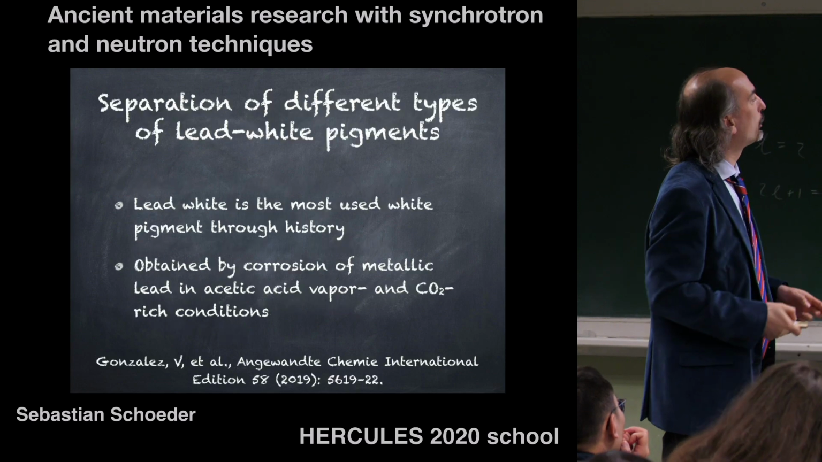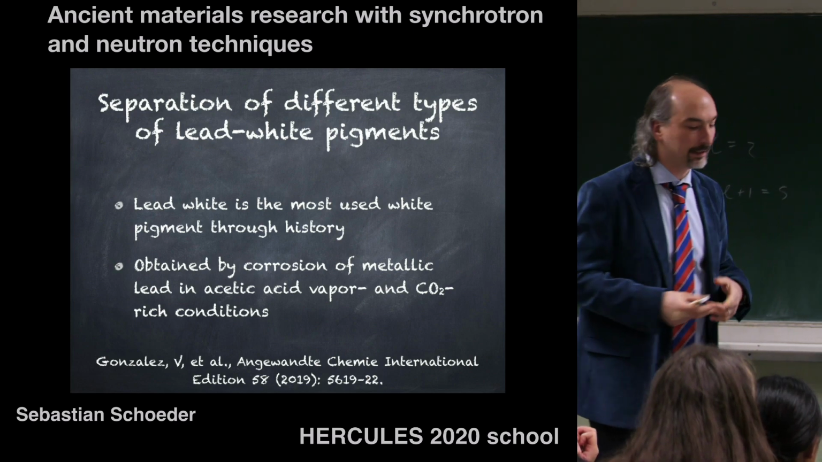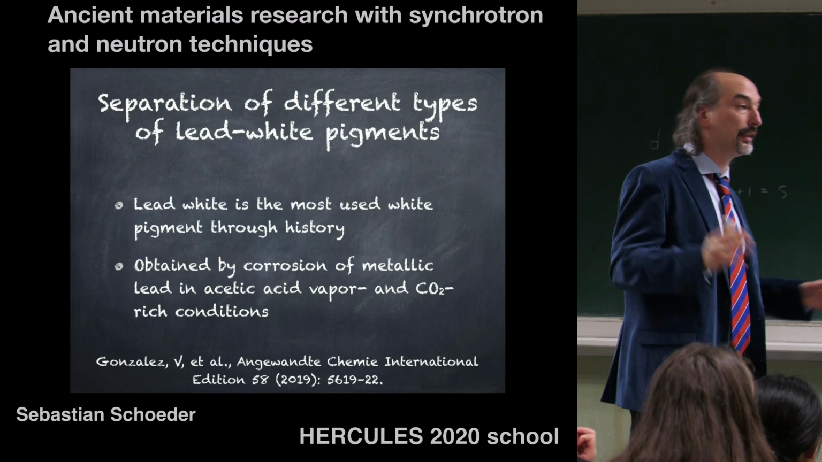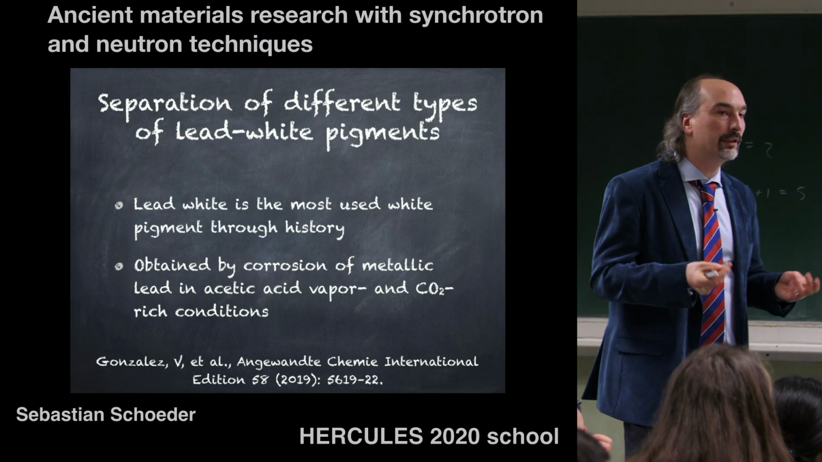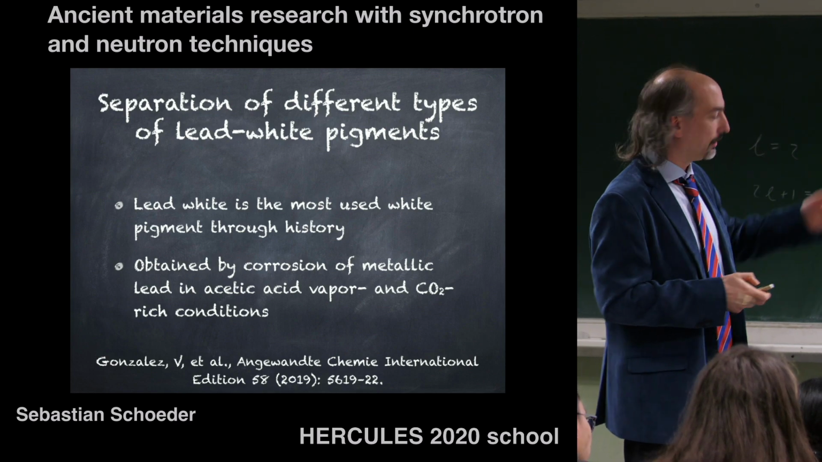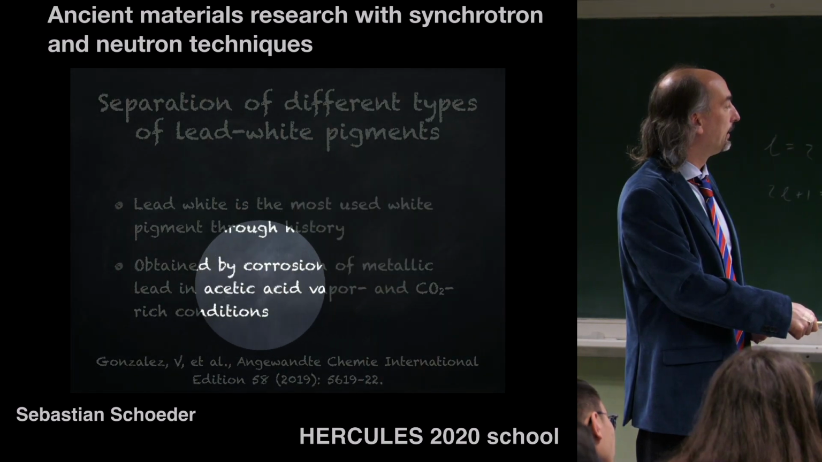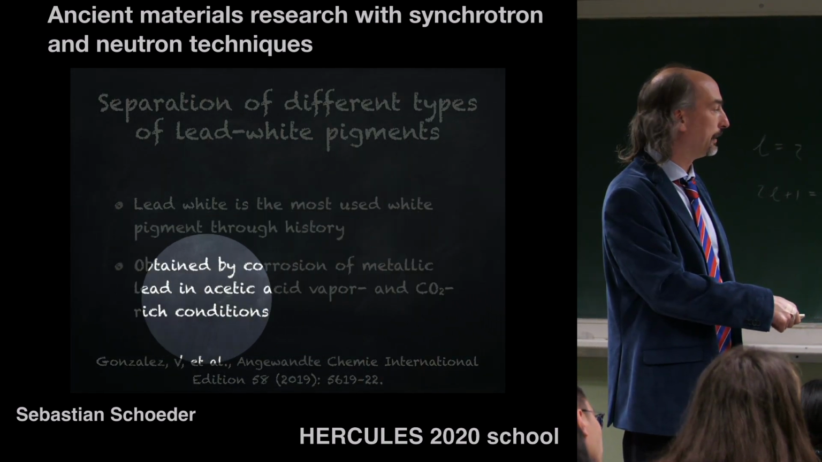So the example I want to show you is again about pigments. So here we're going to look at lead white. As I told you, lead white was really a very, very common pigment. And it's a white powder that is produced by corroding metallic lead. And you do this with the help of acidic vapor and with CO2-rich conditions.